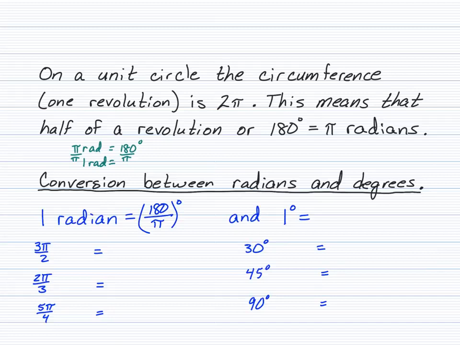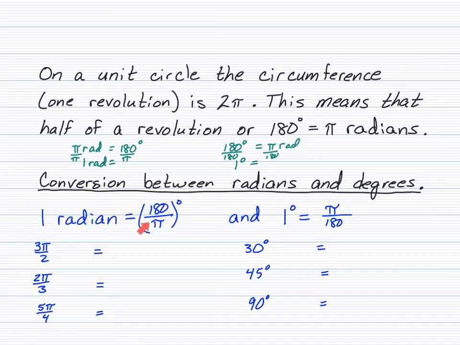So now, if 180 degrees equals pi radians, then 1 degree, how would we get that? Well, you would divide both sides by 180, because 180 divided by 180 would give us 1 degree. All right, so therefore, 1 degree is equal to pi divided by 180 radians.